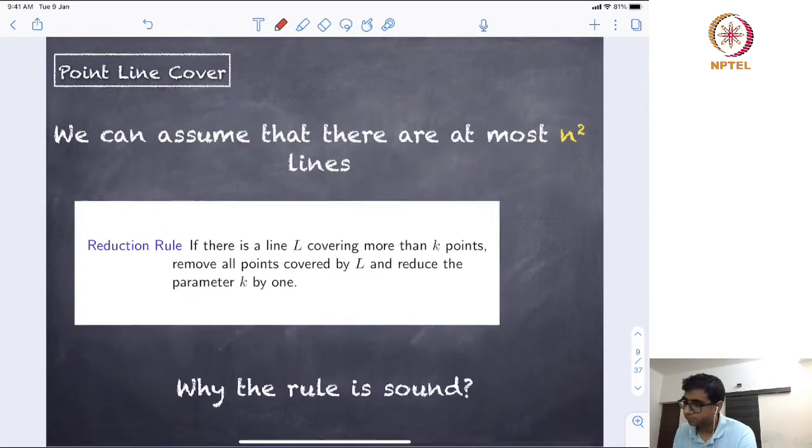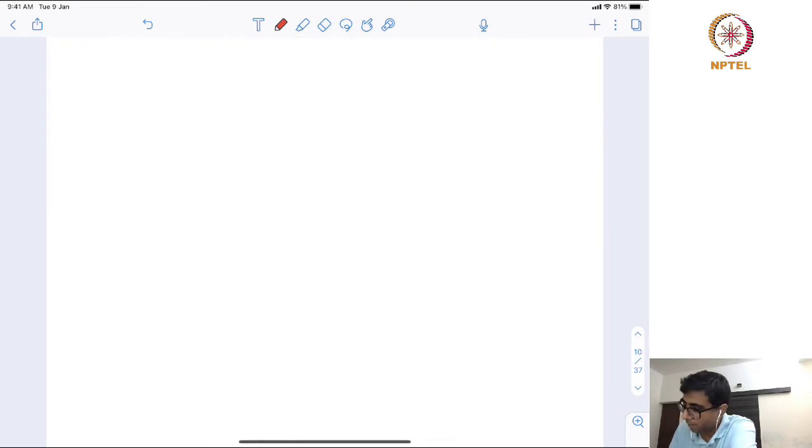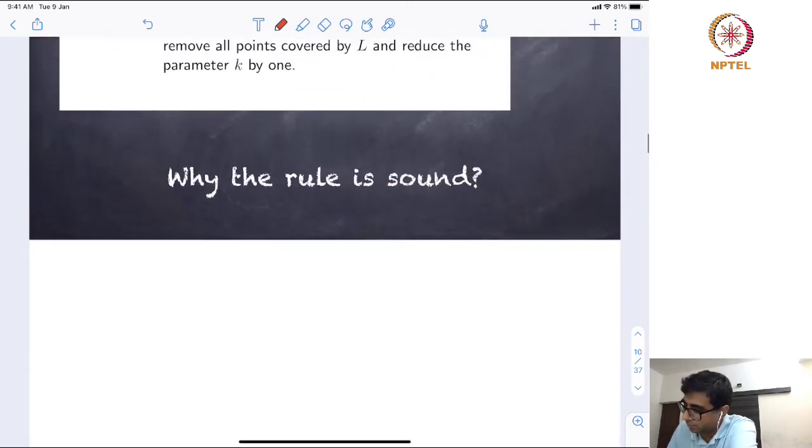Okay, so we can assume that. My reduction rule is very simple. If there is a line L which covers more than k points, remove all points covered by L and reduce the parameter k by 1. Let's try to understand what this rule is saying, and why the rule is sound.